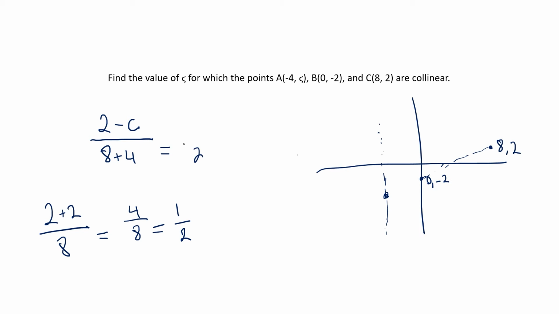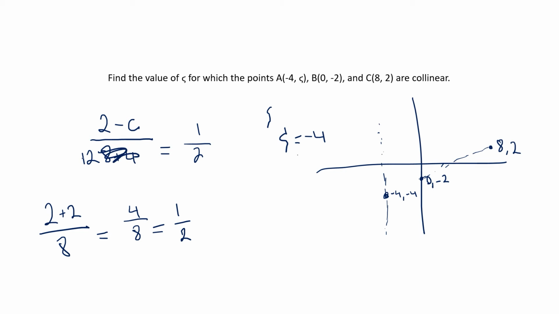So this needs to equal 1/2. This equals 12. So this being 12, we know this has to equal 6. So 2 minus some number equals 6. It's going to be negative 4. You can also do the algebra for it. C equals negative 4. And if we look, negative 4 looks about right.